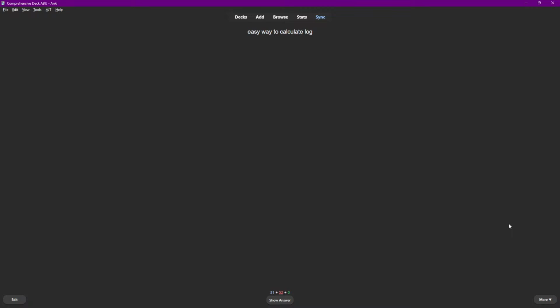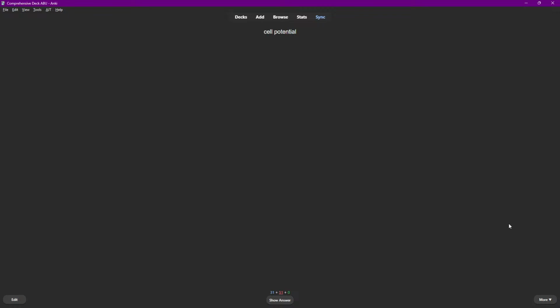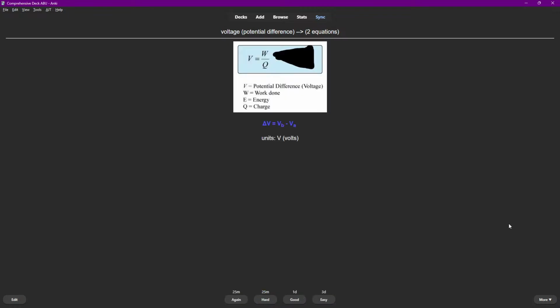Easy way to calculate log. I remember this one. It's basically you subtract the two values by moving over a decimal. Intensity of a uniform electric field, volts per meter. Cell potential is E of cell equal to E of reduction minus E of oxidation. Electrical potential, alright, yes. Voltage.